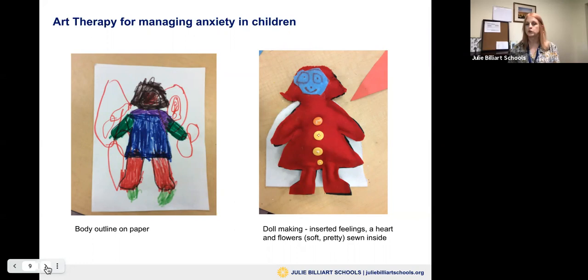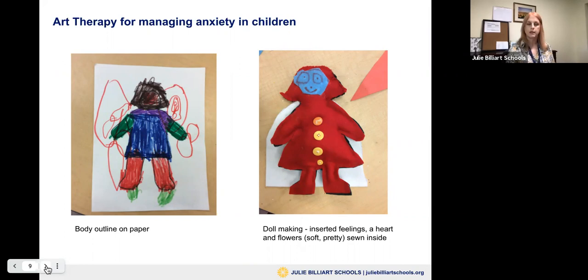So if you wanted to put a heart in there, maybe they would choose a red bead and that would go in there and that would represent the heart. Or if they wanted something soft and pretty in there, maybe they would put little flowers, or really anything goes. So they get to choose what they feel is important to be on the inside. And then you can sew it up like a doll, and they can actually have it. So this is also good for grief as well.